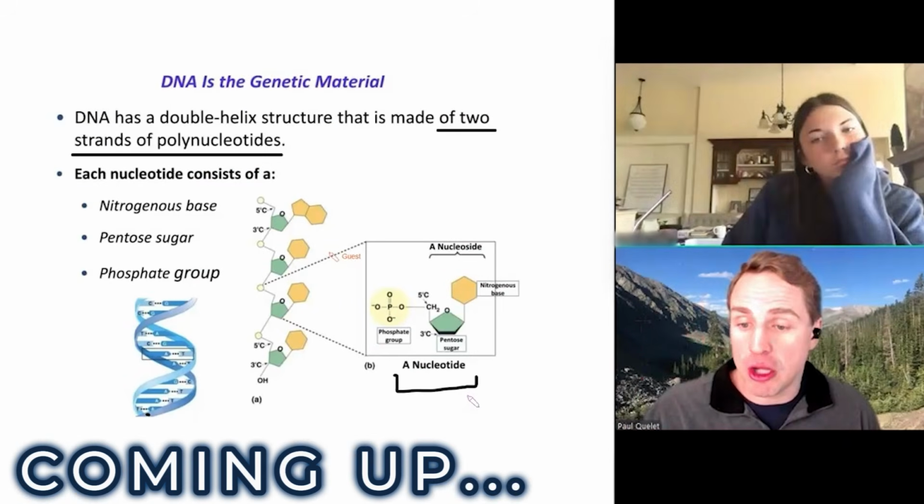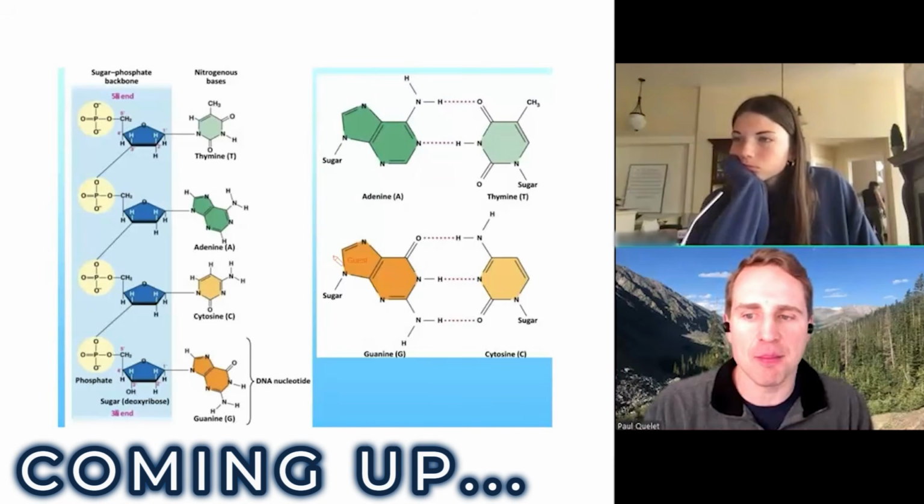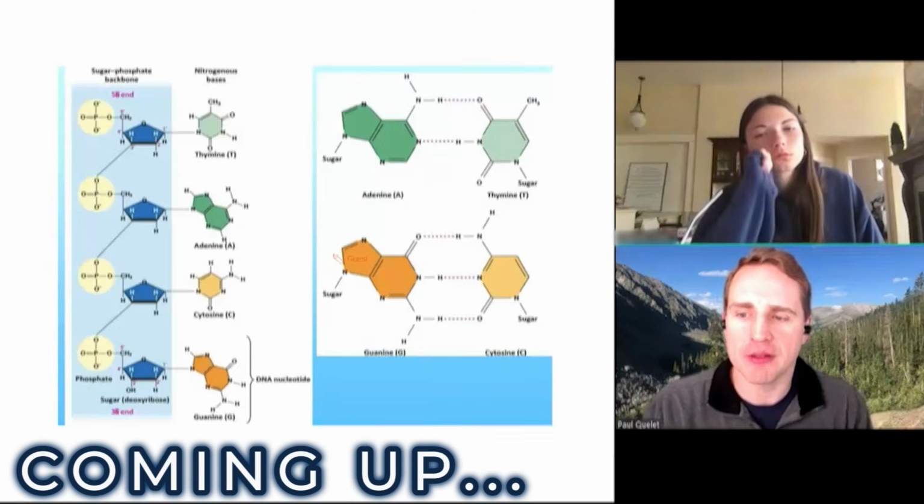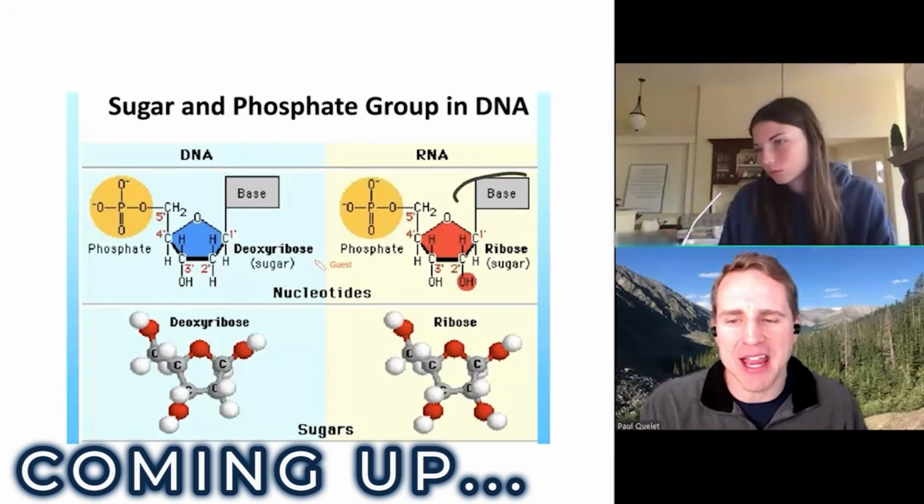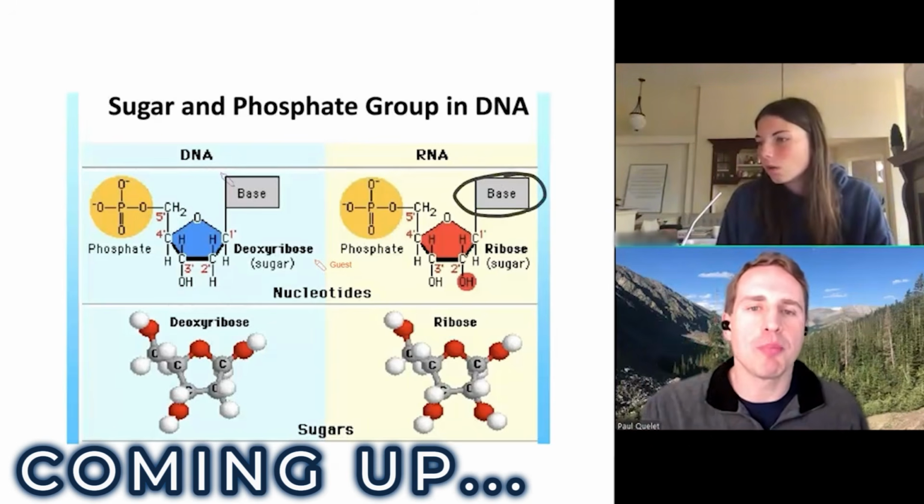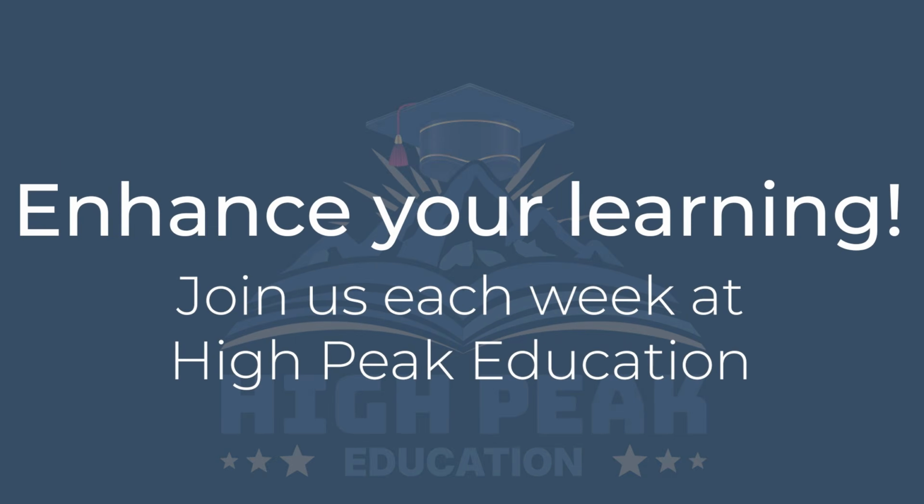Most students try to memorize this, but I'm going to help you understand it instead. There's three main parts to a nucleotide. If we don't show the location of a bond, we assume it's a carbon. The main difference with RNA is it has the same bases, except we replace with uracil. That's today on High Peak Education.